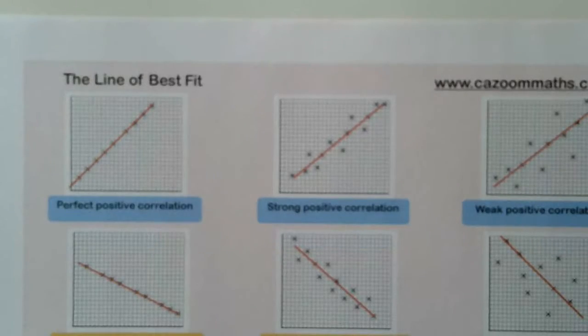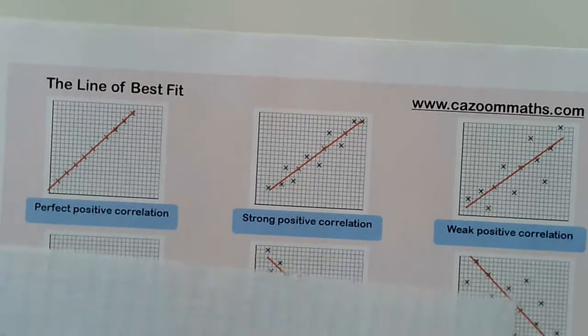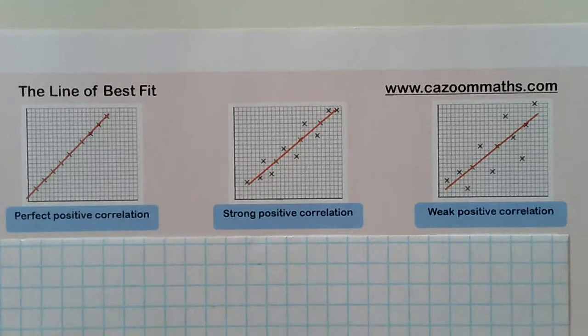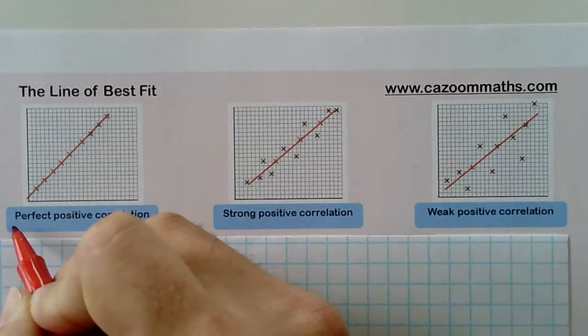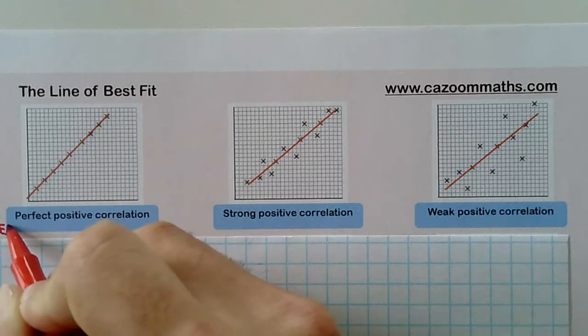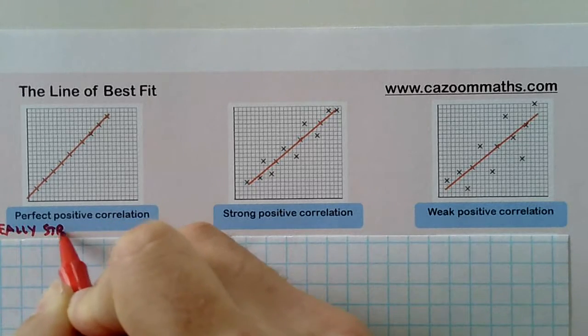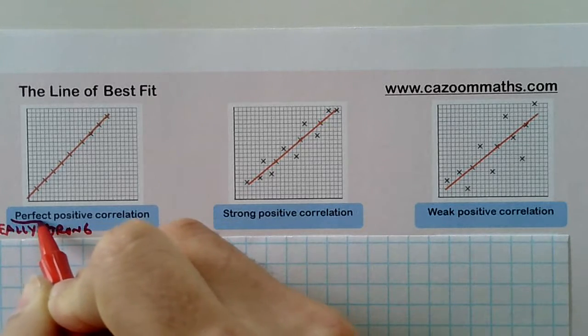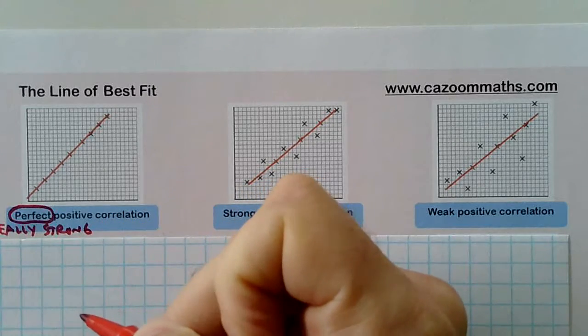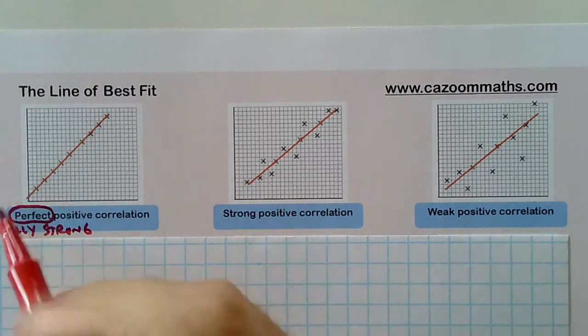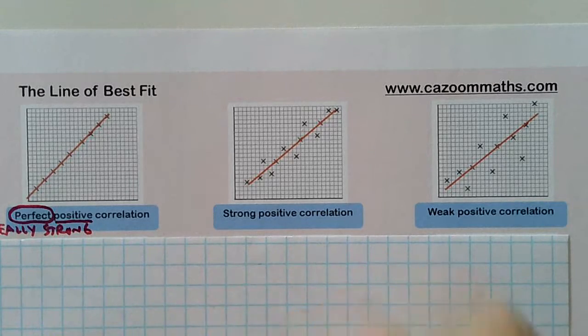Now, some things that are different about these three is that they are in a positive direction, but that line of fit, the red line, is our line of best fit. Here we can see that that line goes through every single X in that graph. If it goes through every single one, that's really, really strong. So that's perfect. That's the rare case we'd say perfect, or you could say really strong. But that's a perfect positive correlation.